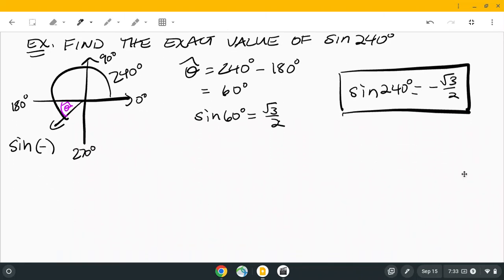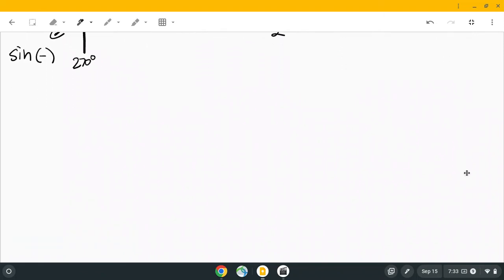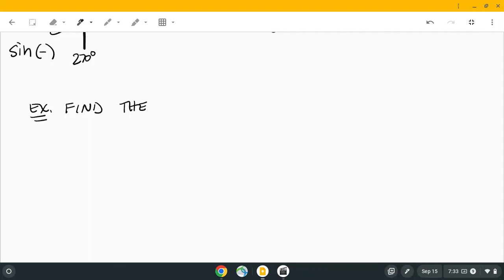All right, let's try this one. If you want to try this one on your own, you can. All right, let's see. Find the exact value. Okay, so a note about the wording of this question. Find the exact value of secant 300 degrees.